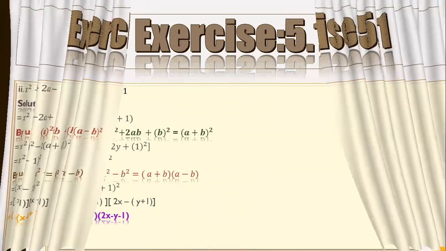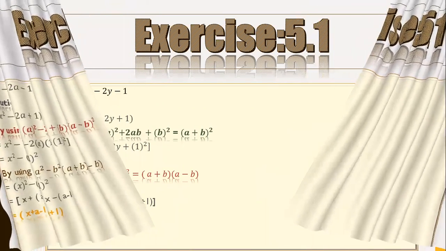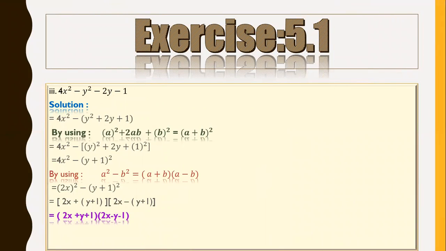All the parts of this question are the same, but you must be careful. I'm telling you again and again. You see which variables are repeated in the question. The constant will always be the partner of that variable. In the third part, again 4x square minus y square minus 2y minus 1. We have y square and y. It means that 1 will be the partner of these two terms.